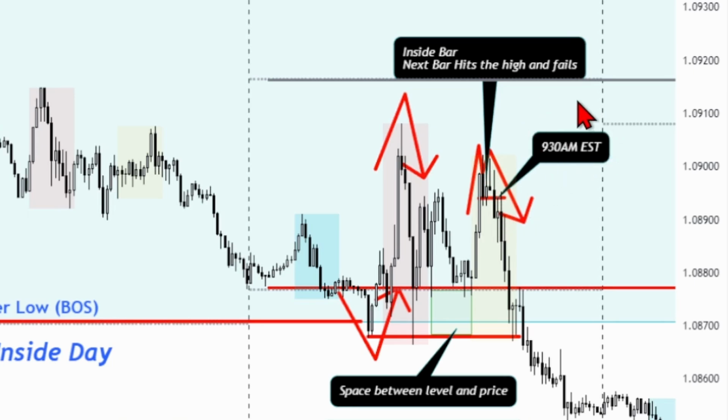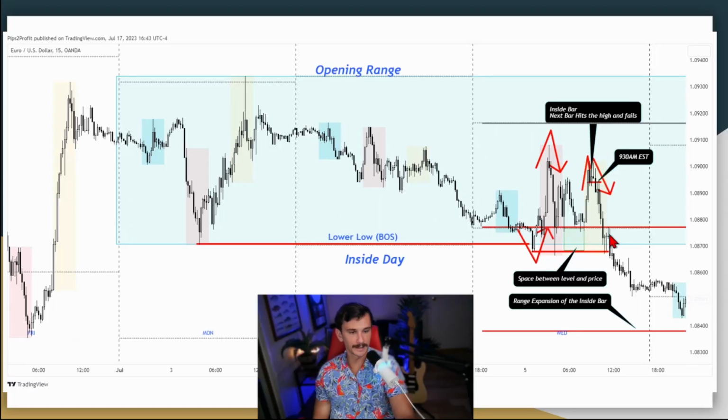They engulfed right at 9:30 for that move back down through the low of the day, and actually a range expansion of the inside bar. If you've ever seen me talk about inside bars, you know that I will talk about measuring the high-low of the inside bar and finding targets. It's basically 100% expansion of that high-low range.